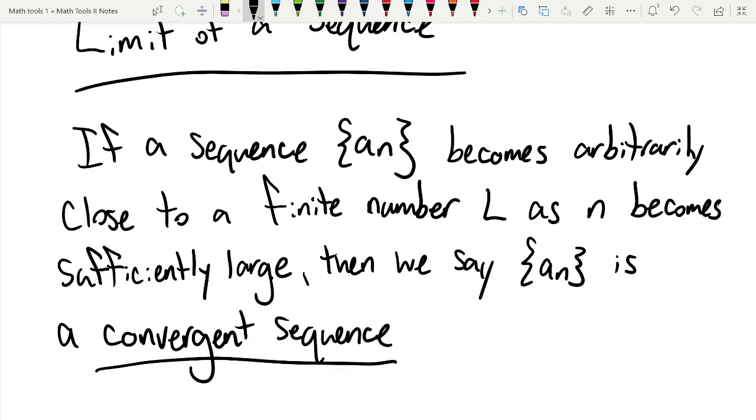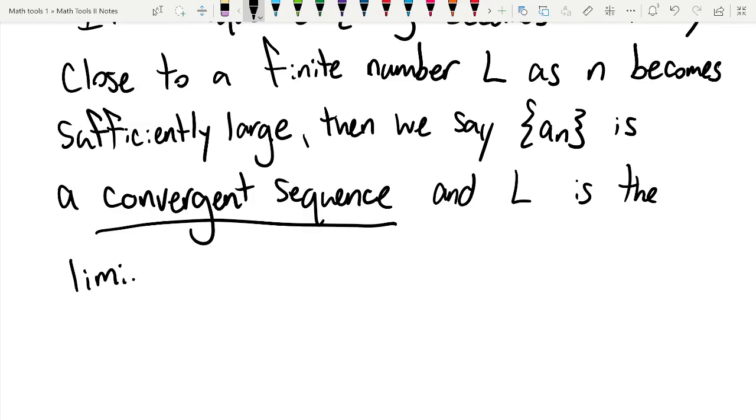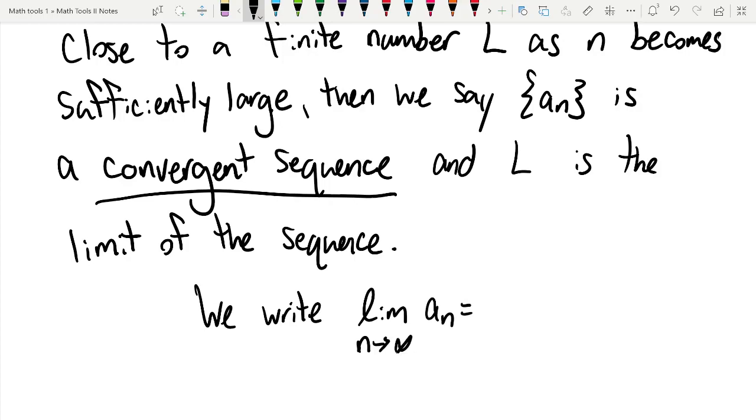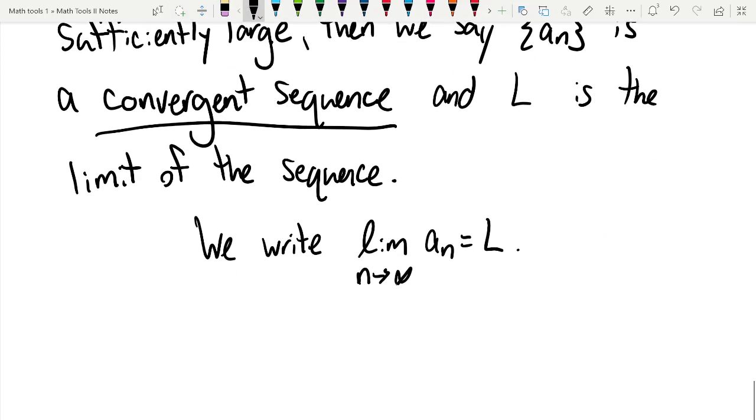So we're using the same language as the improper integrals. And L is the limit of the sequence. Then we write that the limit as n goes to infinity of a sub n is equal to L. And this is literally what we do. We just take the limit as n goes to infinity. So it's just like taking any other infinite limit.